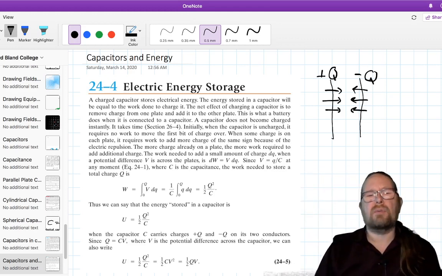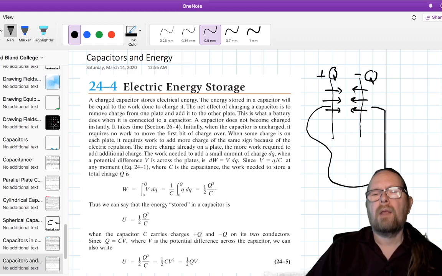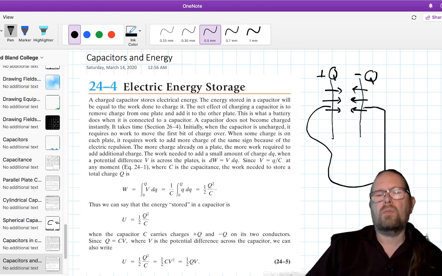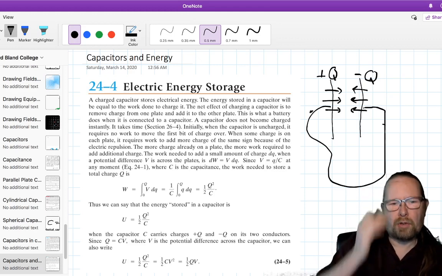If you want to think of it in terms of a circuit, if you connect these two plates with a wire, this generates a potential difference between these two points in the circuit, and that's going to want to cause electricity to flow through that circuit.